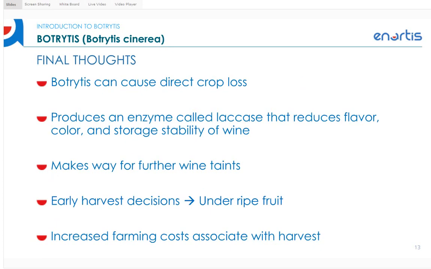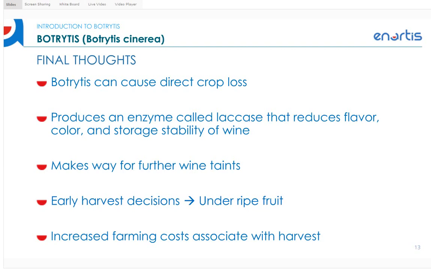So final thoughts on botrytis. Botrytis can and will cause direct crop loss as infected fruit is discarded by vineyard crews, and also through berry shrivel. Botrytis will produce an enzyme that can cause complications in the winemaking process, which Lauren will also get into further. It can also cause secondary infections, and these secondary infections can induce further wine taints and accrue increased yield losses as well.